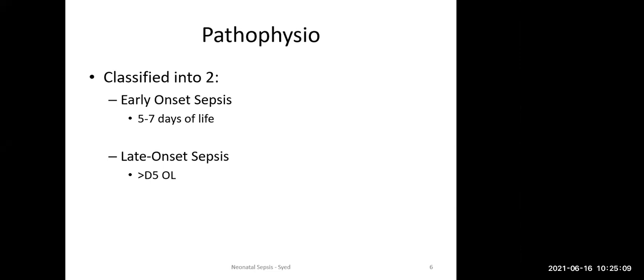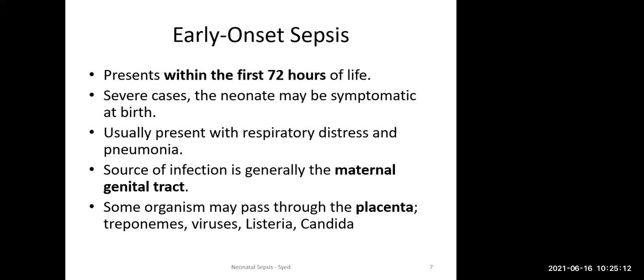Let's go to early onset sepsis. As I just mentioned, sepsis occurs within the first 72 hours of life. Most infants are usually asymptomatic at birth. Signs of sepsis usually develop after a few hours of birth, except in some severe sepsis that occurs antenatally or perinatally. They can present much earlier, even at birth. The most common presentation is pneumonia, and the source of infection is the maternal genital tract.